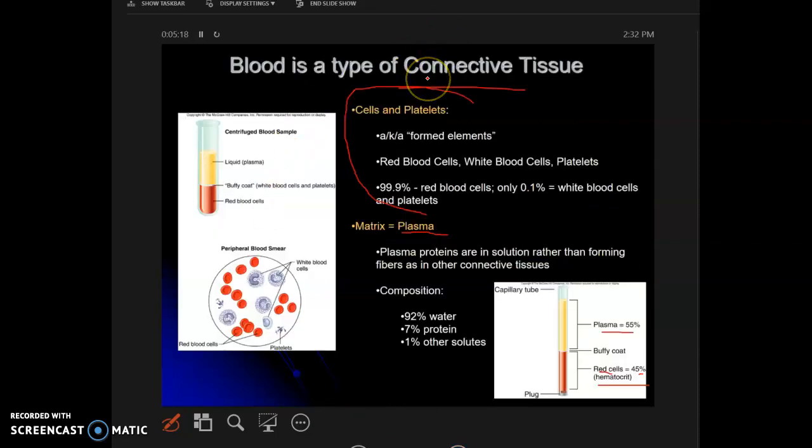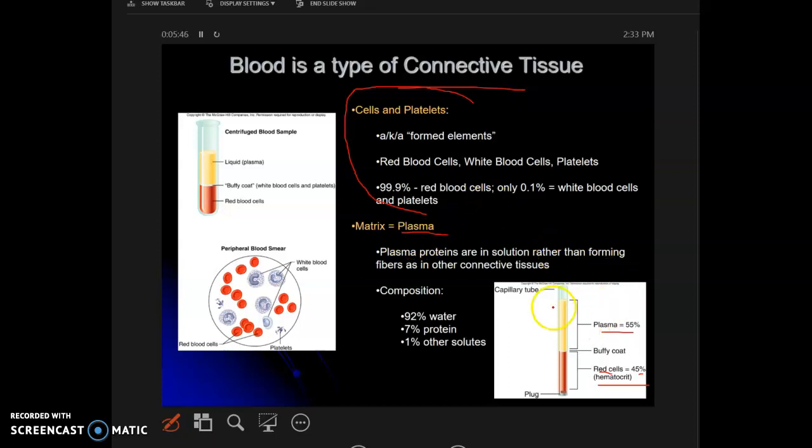So blood is a type of connective tissue. What's a connective tissue? A connective tissue will have cells which have intercellular spaces, and this space is filled with a matrix. All right, now blood is a special kind of connective tissue. Why? Yes, it has cells, but the matrix is a liquid, and that matrix is called plasma.